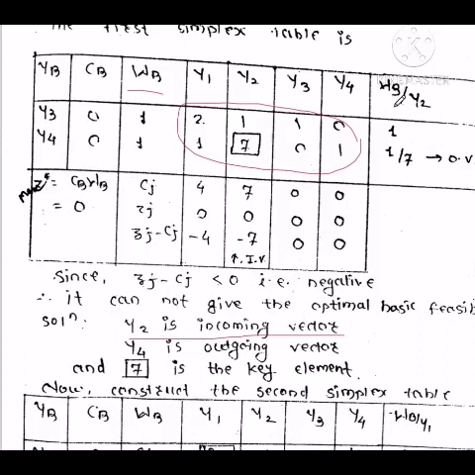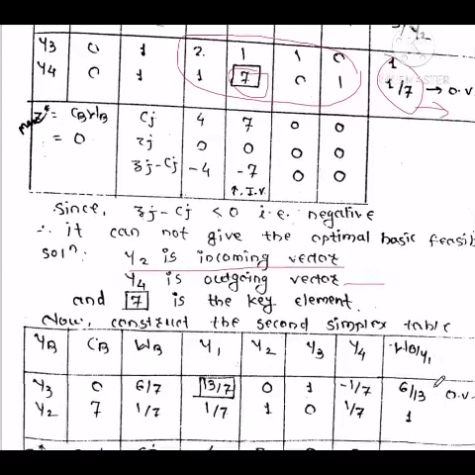Then find the minimum ratio. The minimum ratio is calculated as WB divided by the incoming vector Y2. So this is 1 divided by 1, that is 1, then 1 divided by 7, that is 1 by 7. If you observe both ratios, 1 by 7 is the minimum ratio. The corresponding vector Y4 will leave the table, so Y4 is the outgoing vector. The key element is the intersection of the incoming vector Y2 and the outgoing vector Y4, which is the element 7. Therefore 7 is the key element.